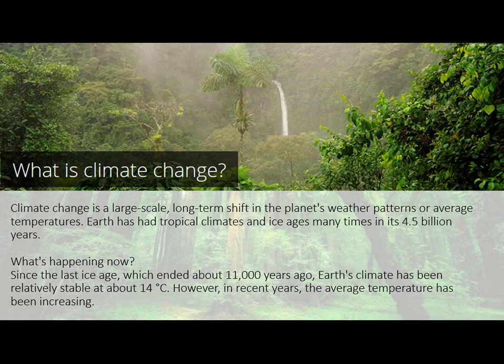The Earth has obviously got tropical climates, and it's had different ice ages and warmer periods over its 4.5 billion year history. But what's currently happening is that the Earth is warming up. Over the last 11,000 years, the climate has been basically hovering around 14 degrees Celsius on average. But recently, that average temperature has been going up and up. Not massively, but enough to cause fairly significant differences in weather patterns.